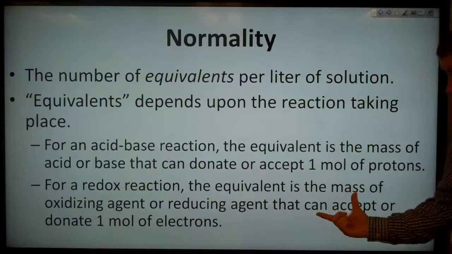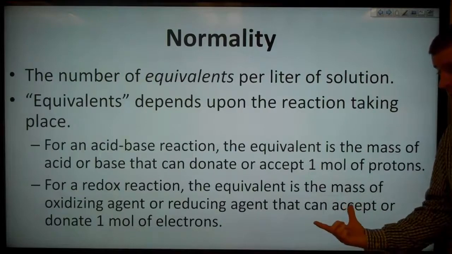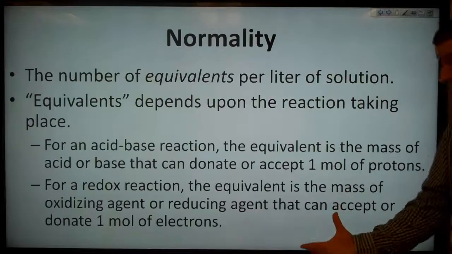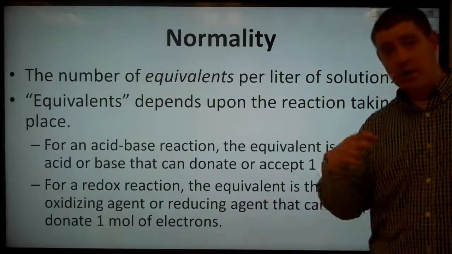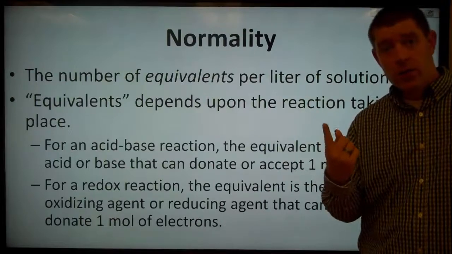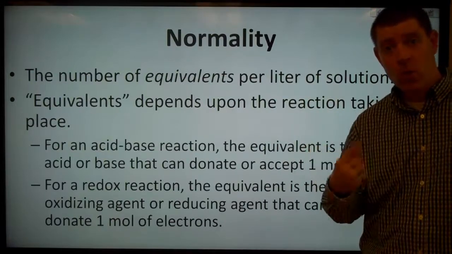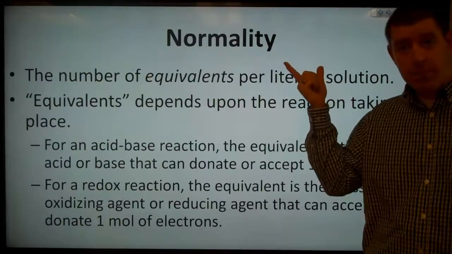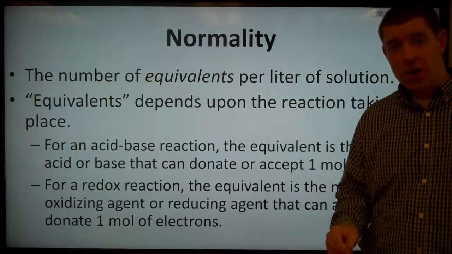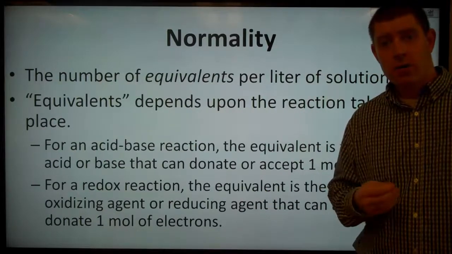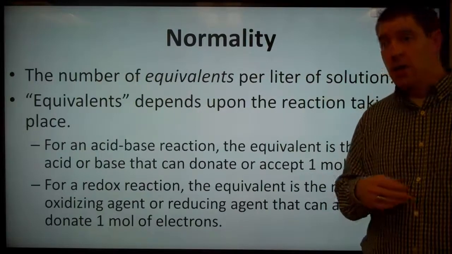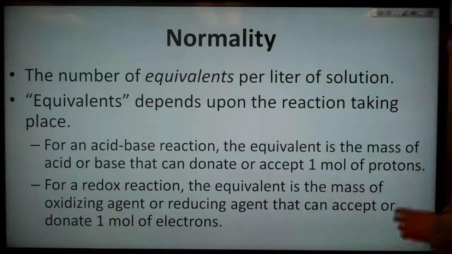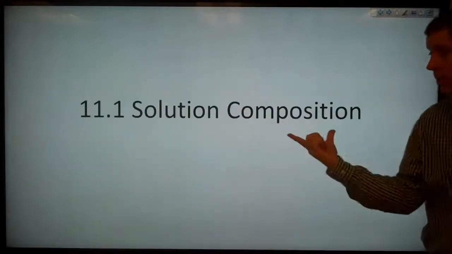For a redox reaction, an equivalent is the mass of oxidizing agent or reducing agent that can accept or donate 1 mole of electrons. So again, if you have an oxidizing or reducing agent that is exchanging 1 electron for each molecule, or 1 mole of electrons for each mole of molecules, then the normality and the molarity are the same. But if you have something that is exchanging, say, 4 electrons per molecule, then the normality will be 4 times the molarity. So that was solution composition.